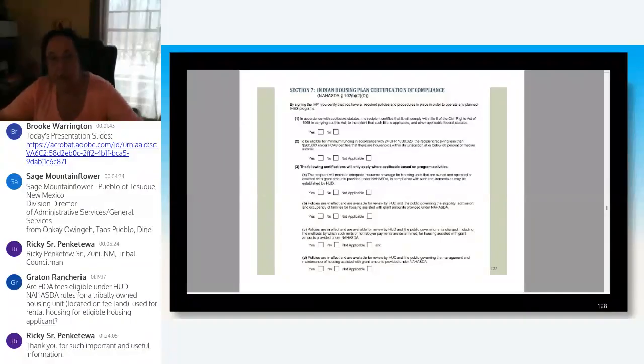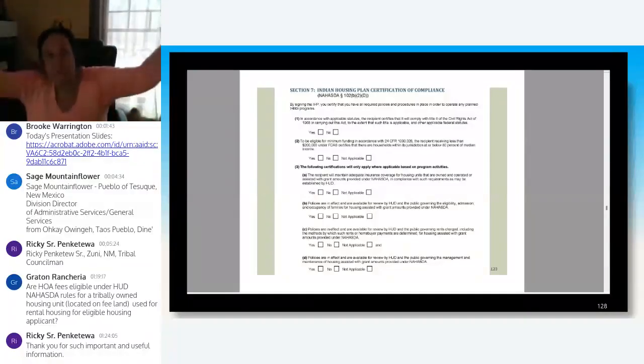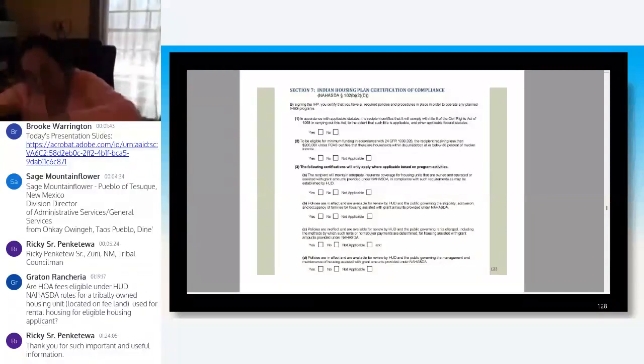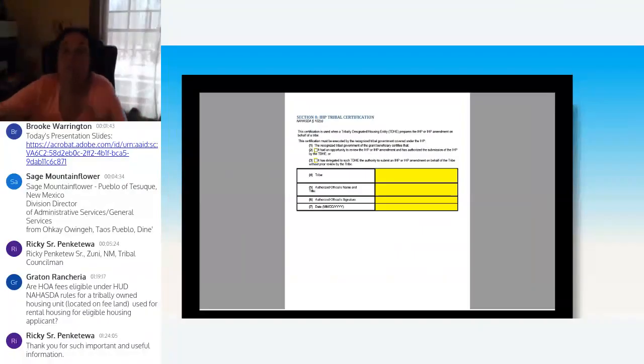Now, if you have a board of commissioners, they're responsible for that. But overall, the tribe is the recipient. The tribal council is responsible for all of that. So you make sure as tribal council also that your board of commissioners are doing this and they're certifying that you have all of these things in place. Make sure that you have them. Make sure they're compliant. Make sure that they're up to date. You're certifying to quite a few different things.